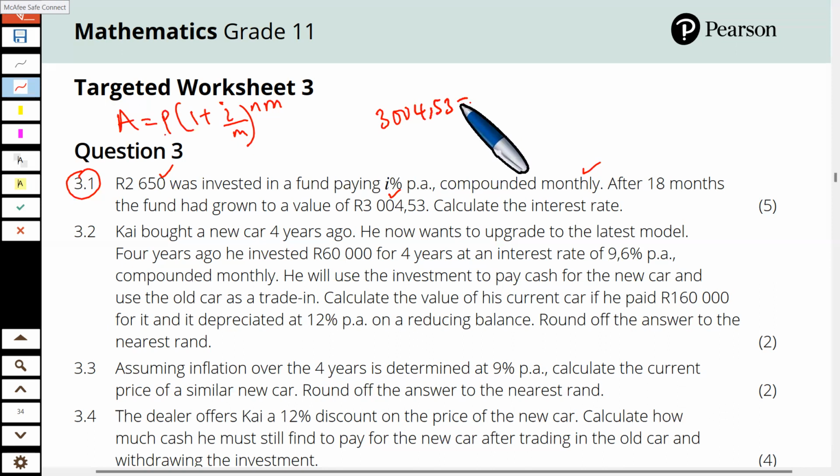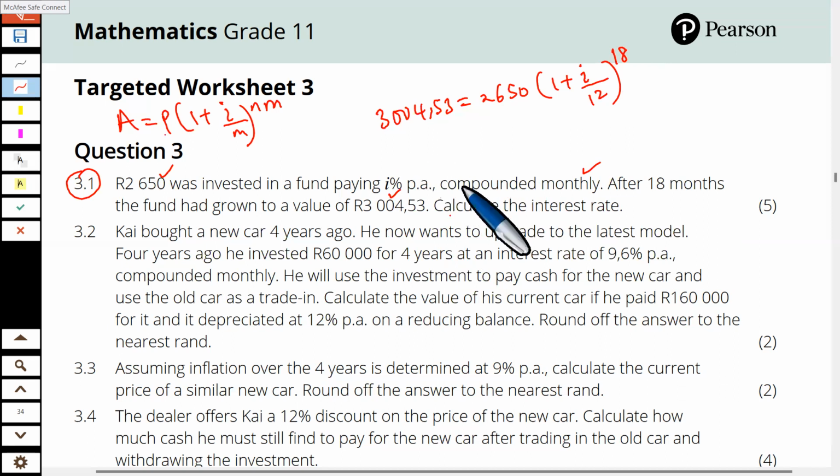3,004.53. It is 2,650 into 1 plus, then you have 5% per annum compounded monthly, right? And then it's 12 months in a year. After 18 months, so you put 18 months there. You just put the months because there are no years.